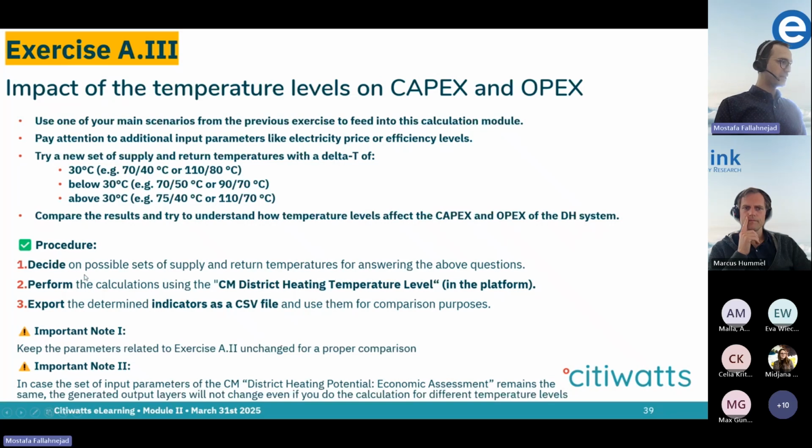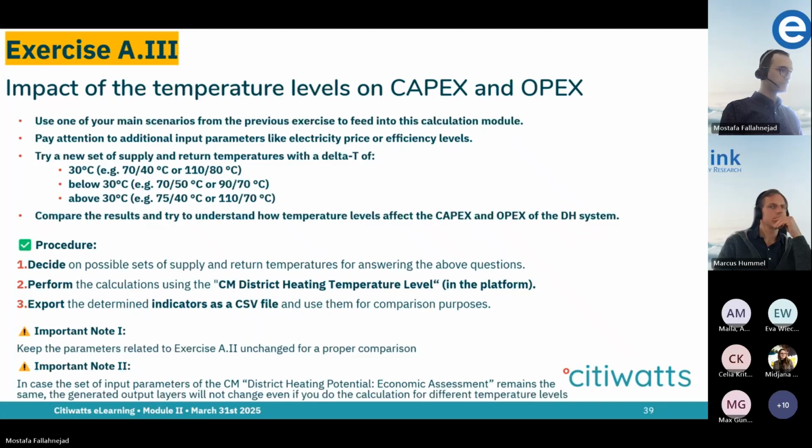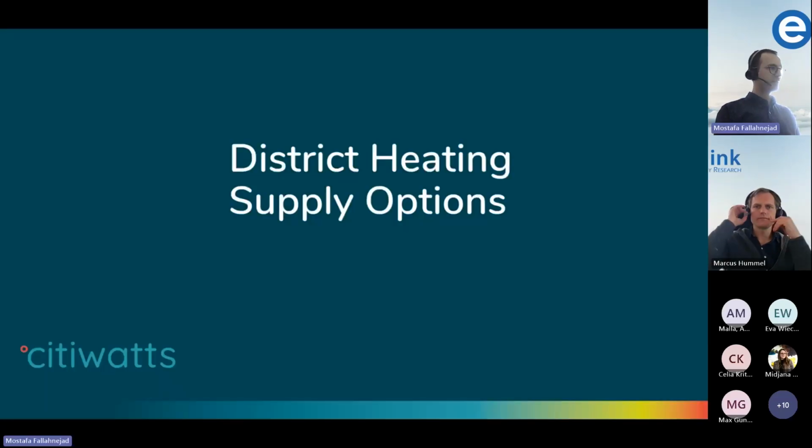So the procedure is the same. Follow the steps I showed just now, perform the calculation and export the indicators as CSV files. If you run it 3 times, you will have 3 CSV files, and you can put the values beside each other and compare them. That's it basically for this one.